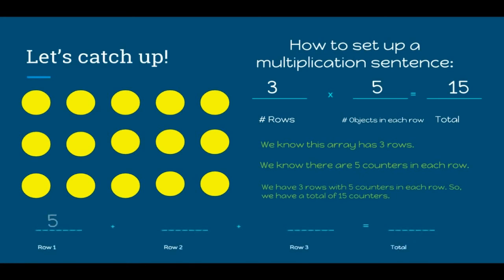Let's compare it to our repeated addition sentence. 3 rows, meaning the 3 spaces that we have. 5 objects in each row. We put a 5 in each of those spots. In one, we add them together. In the other, we multiply.